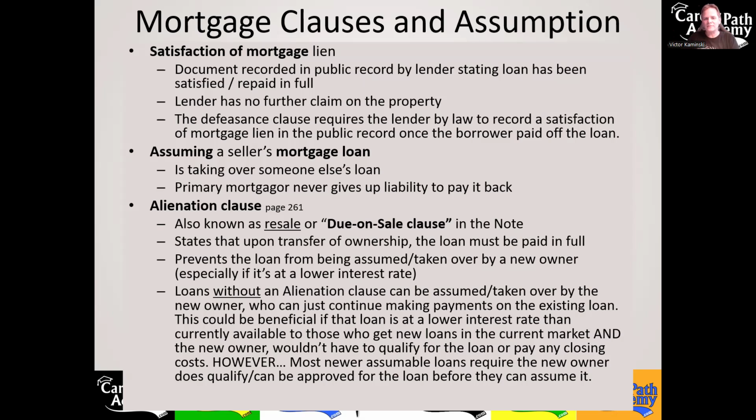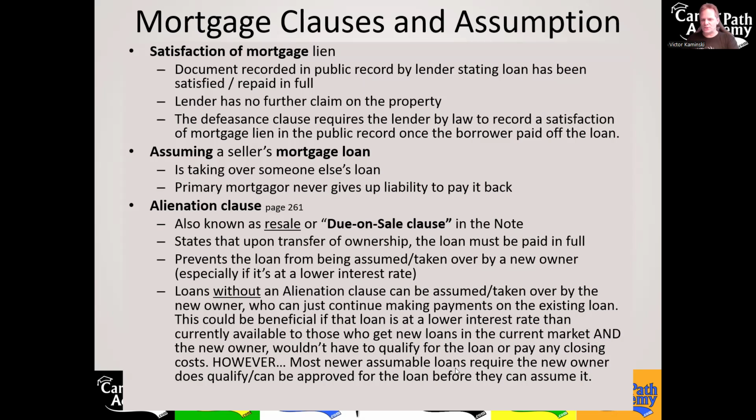Why would anybody do that? Maybe because their credit sucks and they can't get a loan themselves. Plus, it could save some money with the application fees, appraisal fees, and all that stuff. You're just taking it over. It's quick too. So loans without an alienation clause can be assumed or taken over by the new owner, who can just continue making payments on the existing loan. This could be beneficial if that loan is at a lower interest rate than currently available to those who get new loans in the current market. And the new owner wouldn't have to qualify for the loan or pay any closing costs.